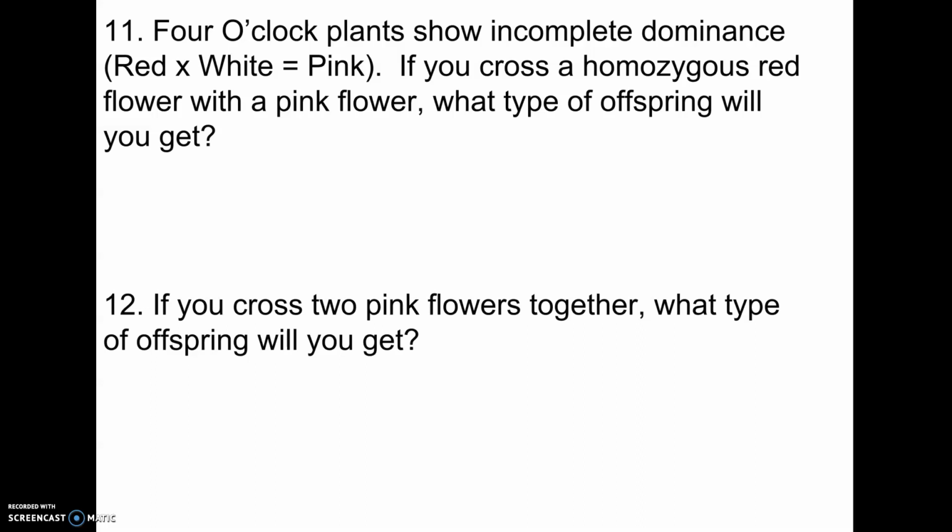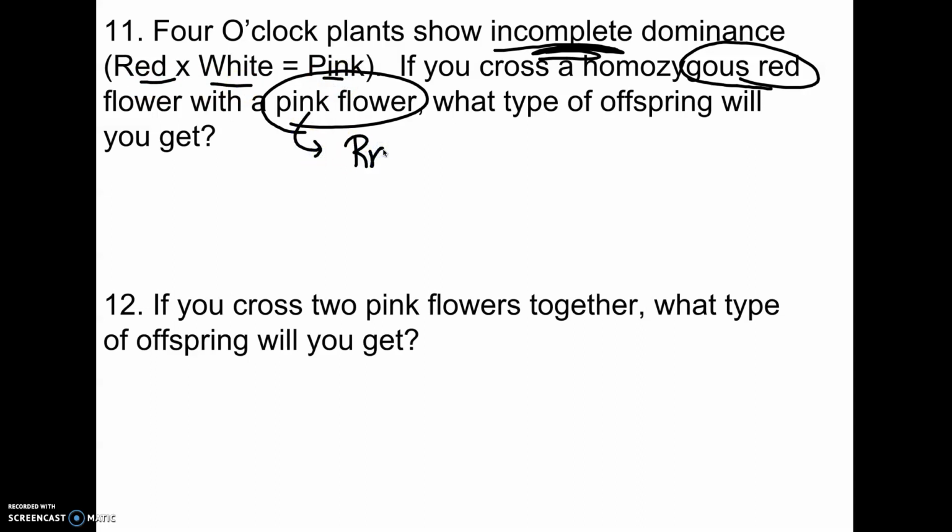It says to cross a red flower with a pink flower. And notice they preface this by telling you the trait shows incomplete dominance and that red times white makes pink. So that means our pink flower is going to be, I'm going to still use R's, big R, little r. And my red flower would be big R, big R. Even if they didn't say homozygous, I could just say red, and I would expect you to know it has to be big R, big R.